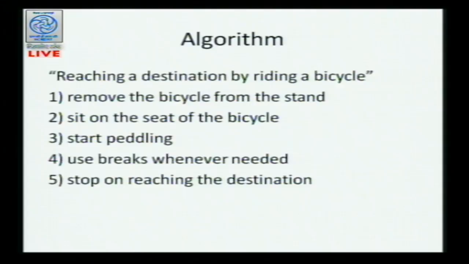This next slide, as you can see, has an example of riding a bicycle to reach a destination. I am taking a daily life example to explain an algorithm. Some of these steps are not fixed. Some of us may take varying steps. One possible algorithm which I have tried to figure out is: supposing I have a bicycle, I take it out from my stand, I sit on the seat, I start pedaling, I use brakes whenever required, and then of course I stop when reaching the destination. So this is a very simple, easy way to understand an algorithm in our daily life, right?